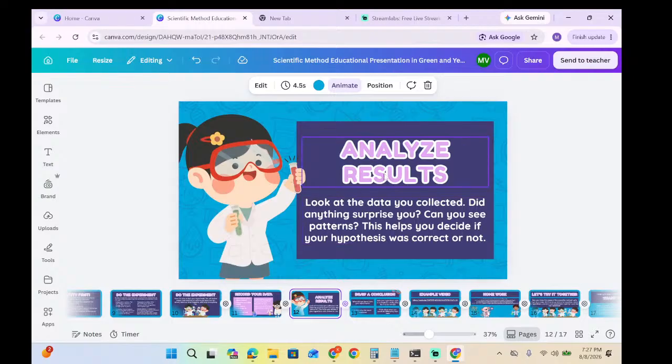The next step is to actually analyze your data or analyze the results. So look at the data you collected. Did anything surprise you? Can you see patterns? This helps you decide if your hypotheses were correct or not.